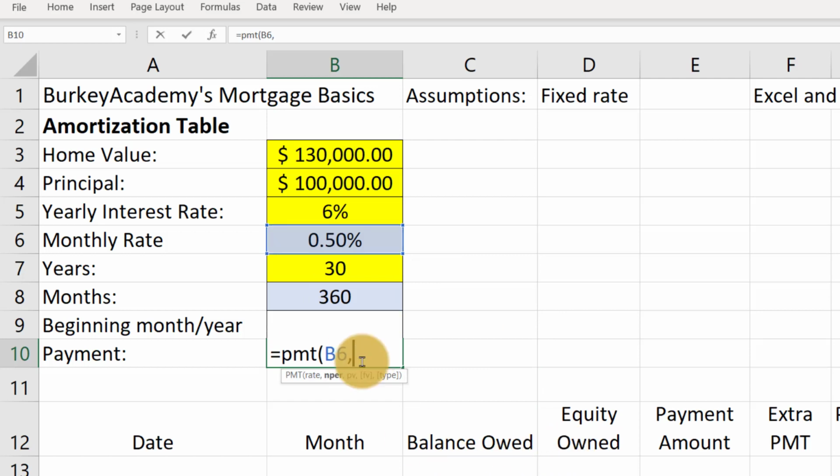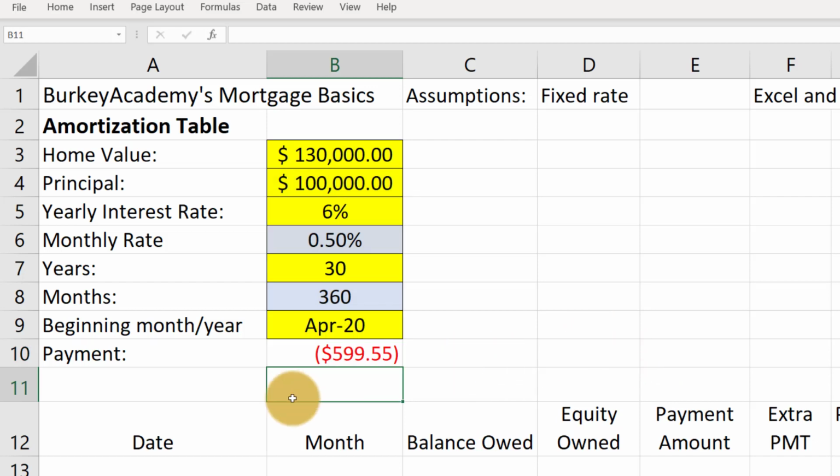Comma, the next thing it wants is the number of periods, and that's how many months. So click on the 360 here, comma, present value. That's how much you owe the bank. So principal, $100,000. And then here are some optional values that we're not going to be needing to use in this case. So we can just hit close parentheses and enter.